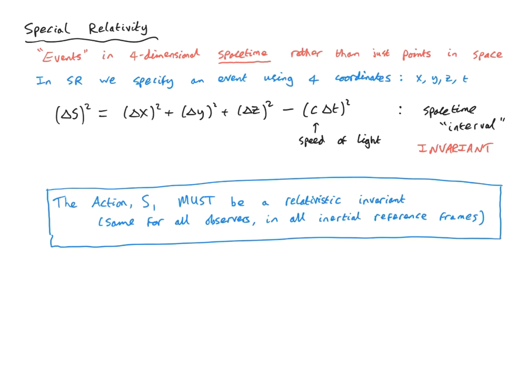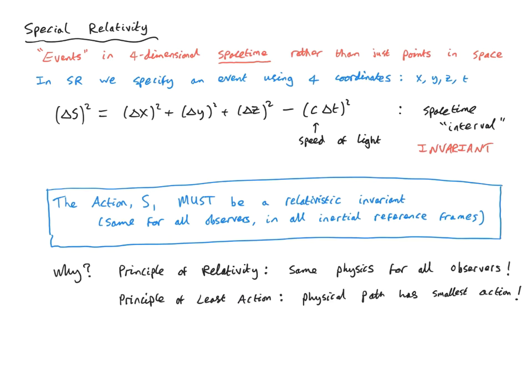And this is the principle of relativity, that all inertial observers experience the same physics. If they are to experience the same physics, it means they must all agree on which path has the least action, and therefore they must all agree that the action is the same in all cases. The action must be something that is the same for all observers. So, by combining the principle of relativity, that the same physics arises for all observers, and the principle of least action, that the physical path is the one with the smallest action, we conclude that the action must be the same for all observers. Okay, so we know that the action is a relativistic invariant, but what is this relativistic action?